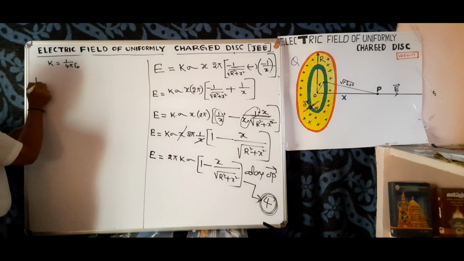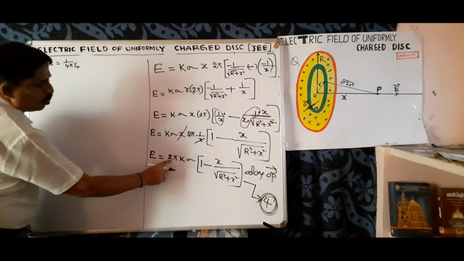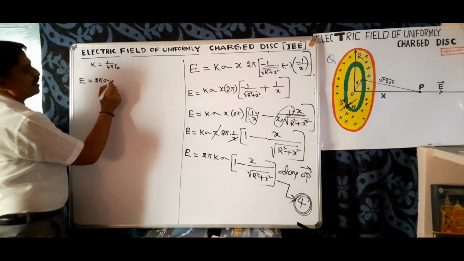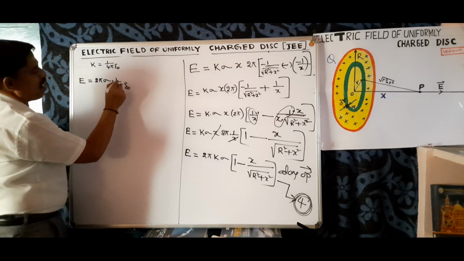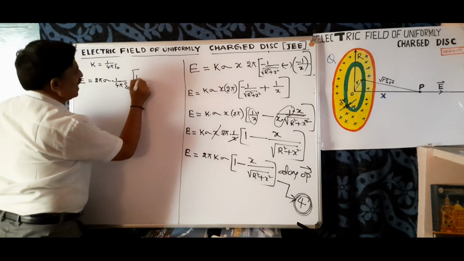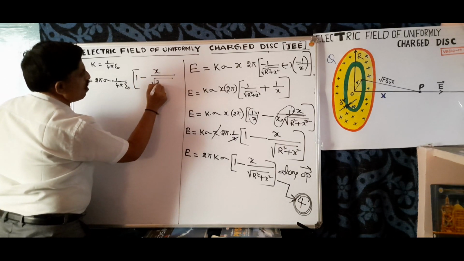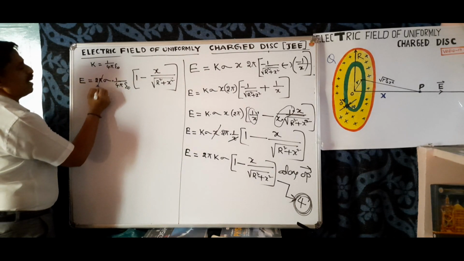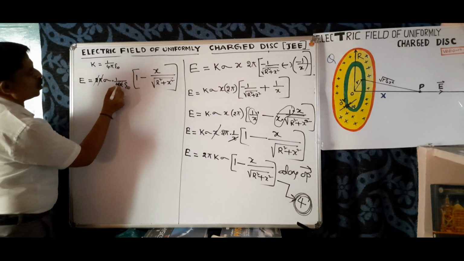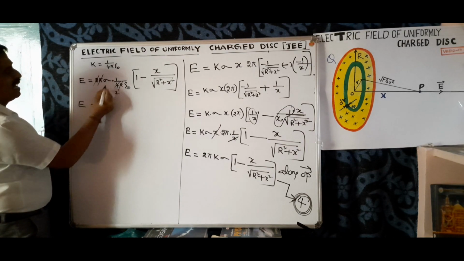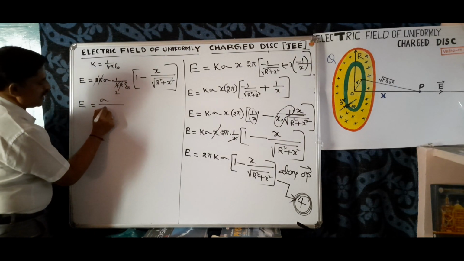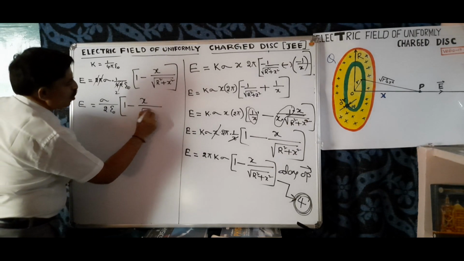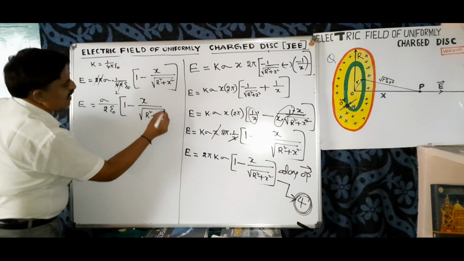The total electric field at the point P is equal to 2 pi sigma k. K means 1 by 4 pi epsilon naught, into 1 minus x by under root of r square plus x square. Now pi, pi gets cancelled. 2 by 4 gives 1 by 2. E is equal to sigma by 2 epsilon naught into 1 minus x by under root of r square plus x square.